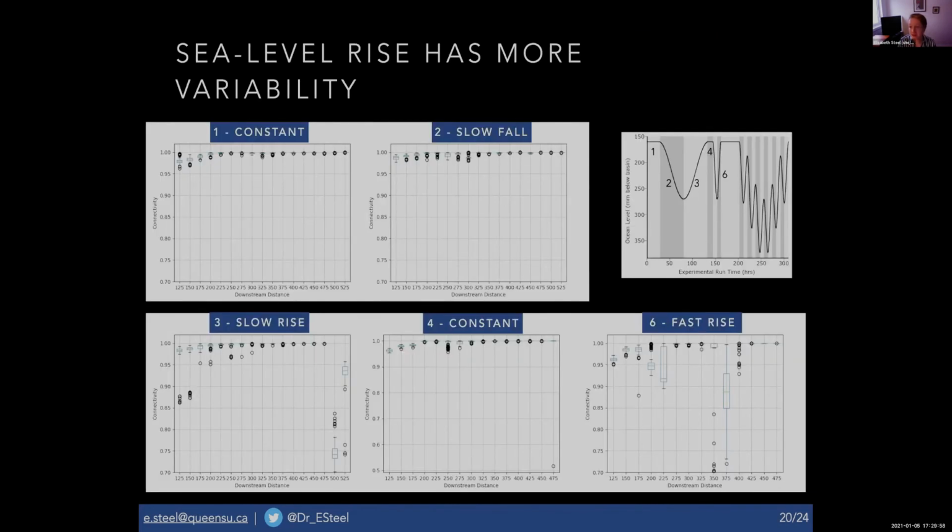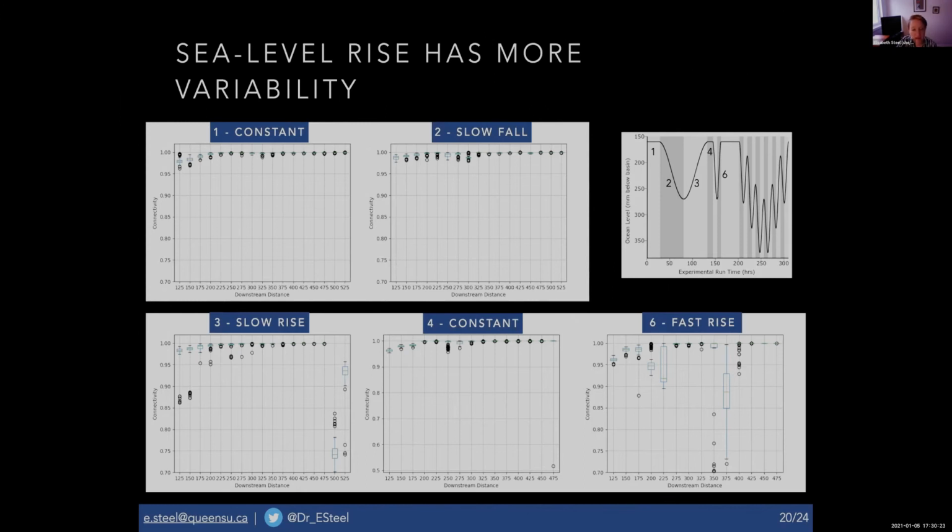So this is the same plot that we were just looking at, but for all the different sea level phases. So we've got our constant sea level in the beginning, our slow fall, slow rise, another constant, and then a fast rise. This rapid fall didn't preserve any stratigraphy, it just eroded material, and so we don't have anything preserved from that section. So again, one thing to notice is that with all of these, things are very highly connected.